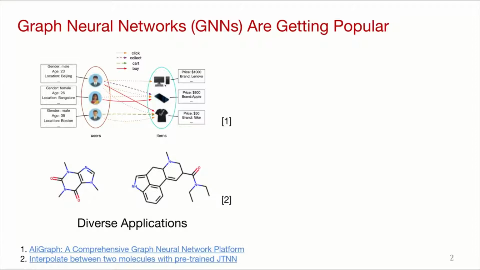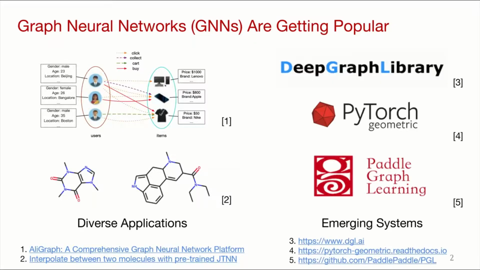In order to extend deep learning to graph, people propose graph neural networks, GNN. This research area is quickly developing, and we see more and more successful applications of graph neural networks, such as recommender systems and molecular analysis. Driven by this trend, specialized systems are emerging to simplify the development of GNN models, such as Deep Graph Library, PyTorch Geometric, and PyTorch Graph Learning.